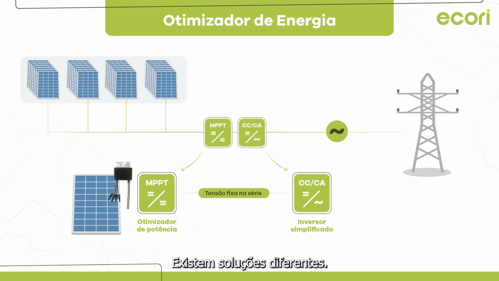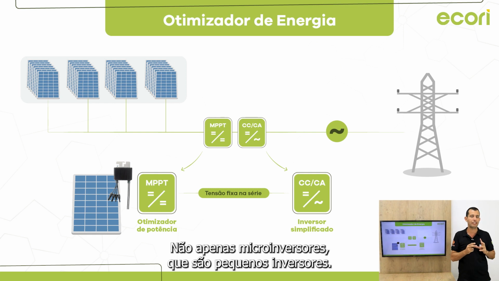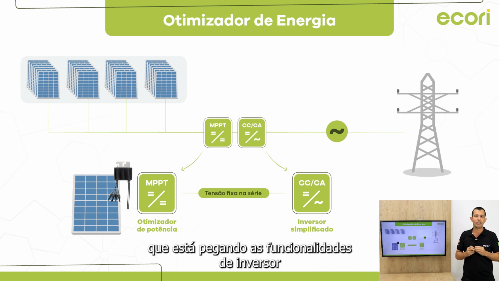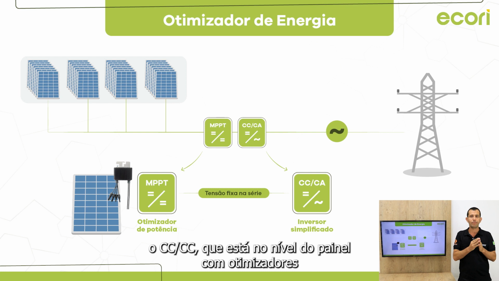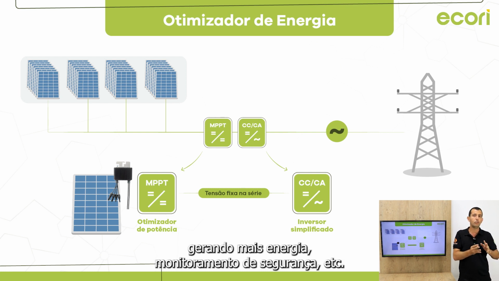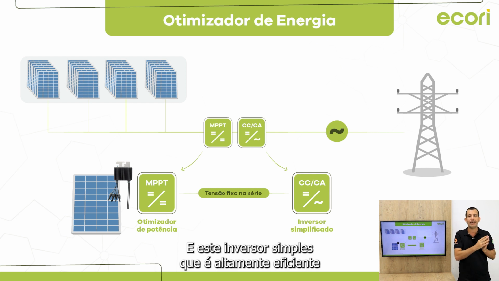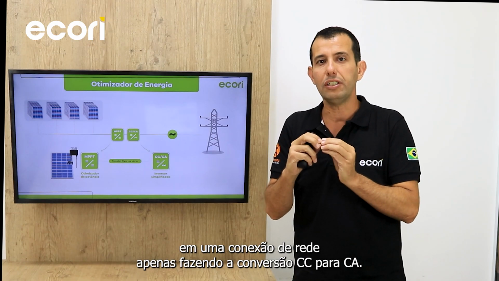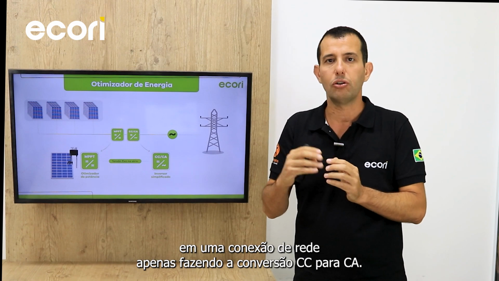There are different solutions, not only microinverters, which are small inverters on every panel. There is the SolarEdge solution of optimizers, which is taking the functionalities of the inverter, the DC to DC, which is at the panel level with optimizers, doing the more energy, safety, monitoring, etc., and the simple inverter, which is highly efficient at the grid connection, only doing the DC to AC conversion.